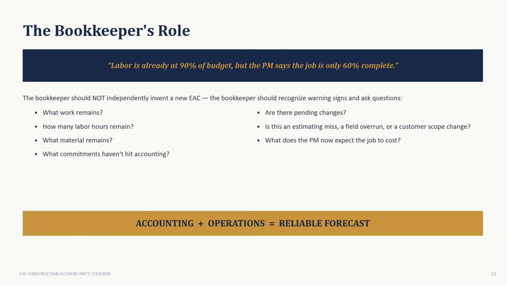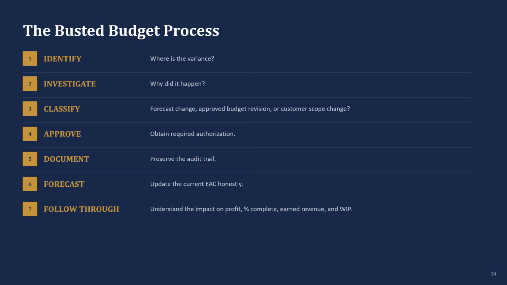So where does the bookkeeper fit into all of this? Not by inventing a new EAC on your own. Your job is to recognize the warning signs and ask questions. Say labor is already at 90% of budget, but the PM says the job is only 60% complete. Ask, what work remains? How many labor hours remain? What material remains? What commitments haven't hit accounting yet? Are there pending changes? Is this an estimating miss, a field overrun, or a customer scope change? And what does the PM now expect the job to actually cost?